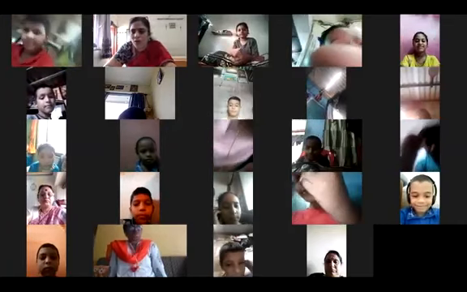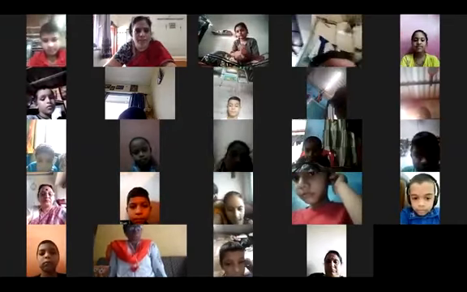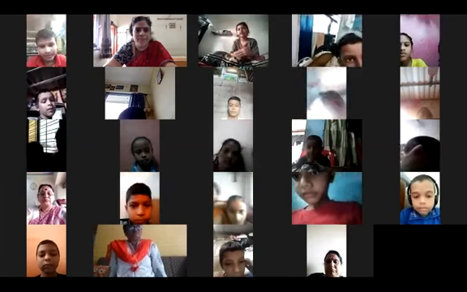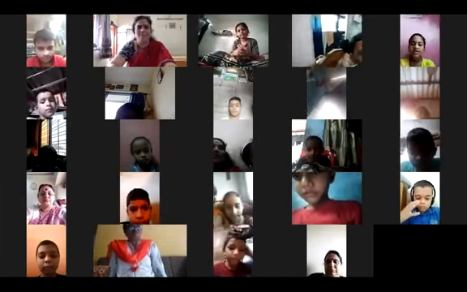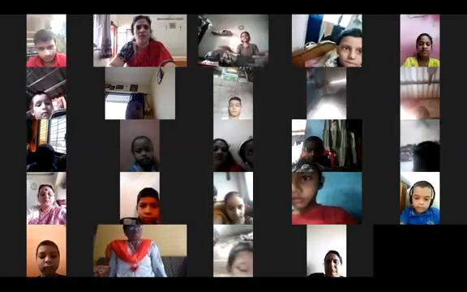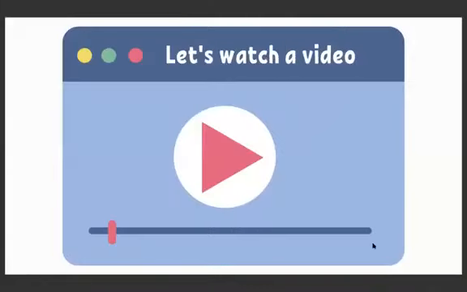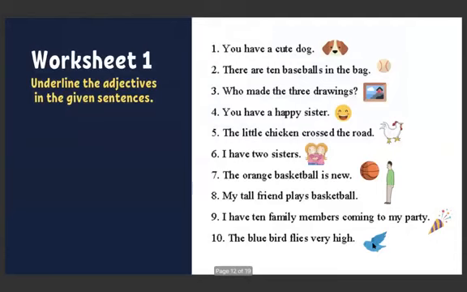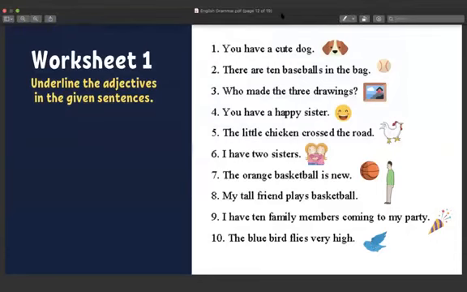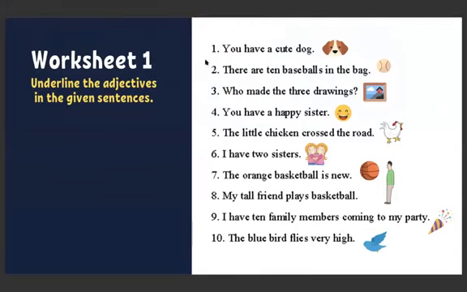I hope all of you are clear with this concept of adjectives. Now let's solve some worksheets. Here, worksheet number one, you have to underline the adjective in the given sentence. Let's read the first sentence. You have a cute dog.